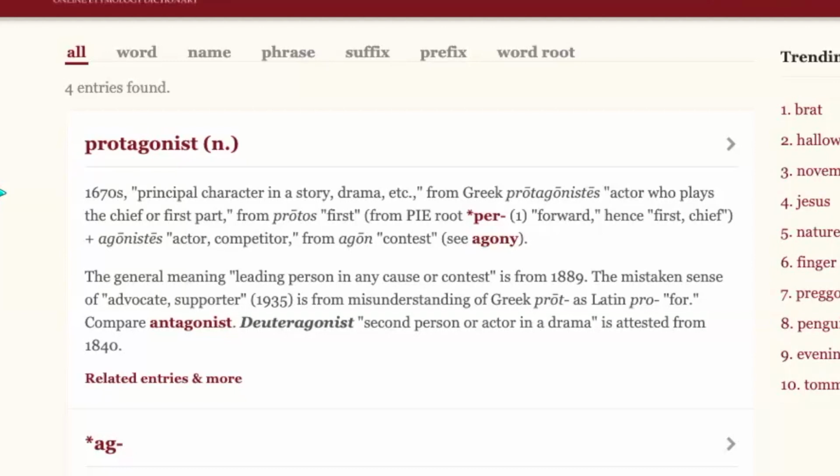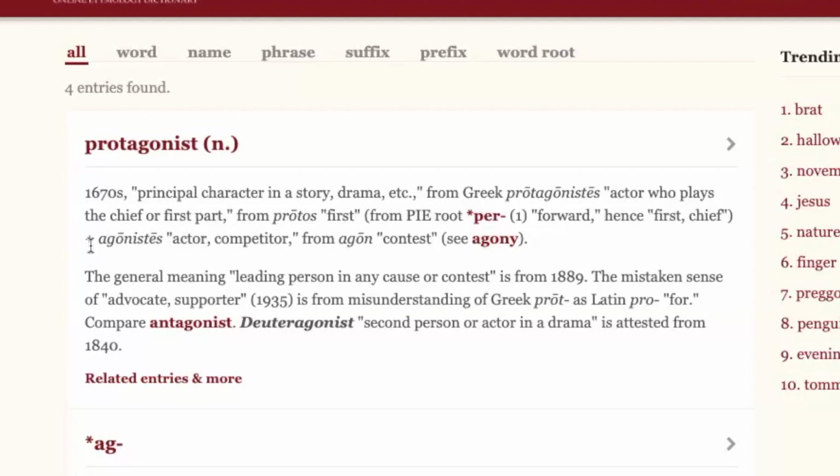Sometimes it does, sometimes it doesn't. So we have protagonist as a noun coming to us from the 1670s, meaning principal character in a story or drama. From Greek. I don't speak Greek, so I'm not going to try to say that part. An actor who plays the chief or the first part. Makes sense. From protos, meaning first. Now, when you see this PIE, it means Proto-Indo-European, we skip that part because that part is hypothesized. We don't have evidence of it written down, so we skip it.